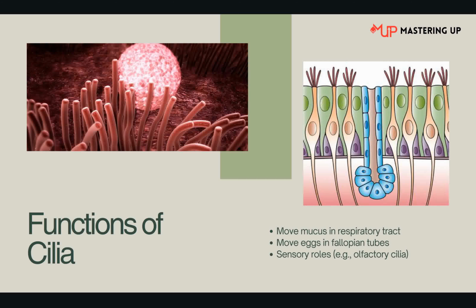Now let's see the functions of cilia. Cilia serve a variety of purposes. In the respiratory tract, they sweep mucus and trapped particles out of the lungs. And in the female reproductive system, they help move the egg cells through the fallopian tube. Some cilia also serve sensory functions such as detecting signals in the nose or eyes.